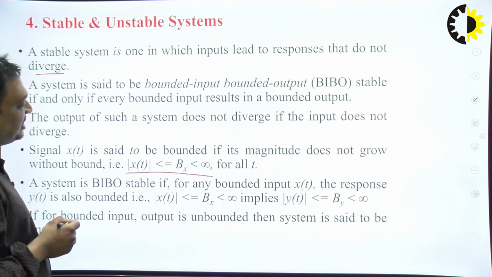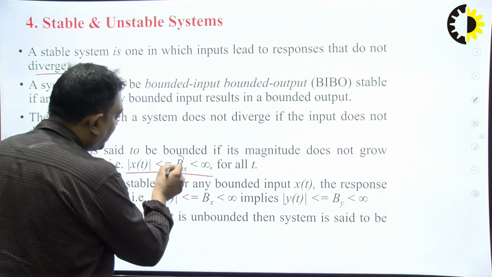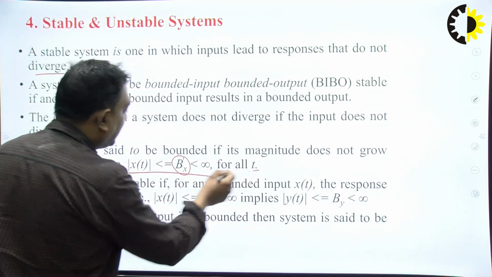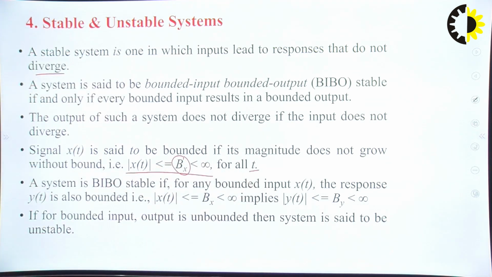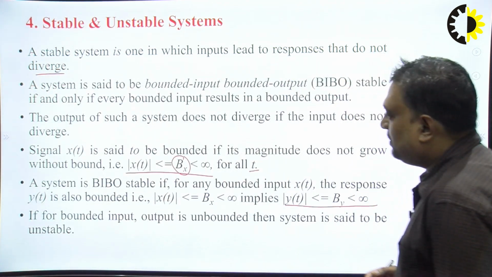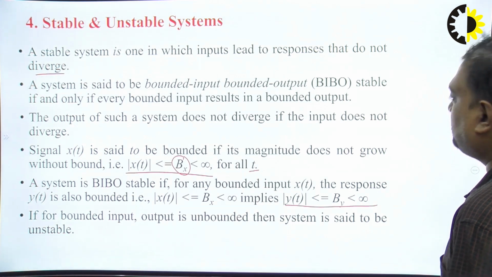So you can represent it like this: mod of x(t) is less than or equal to Bx, where Bx is some finite quantity and it should be less than infinity for all t. So if you are taking a bounded input like this and you are getting a bounded output, then the system is stable, otherwise it is an unstable system.